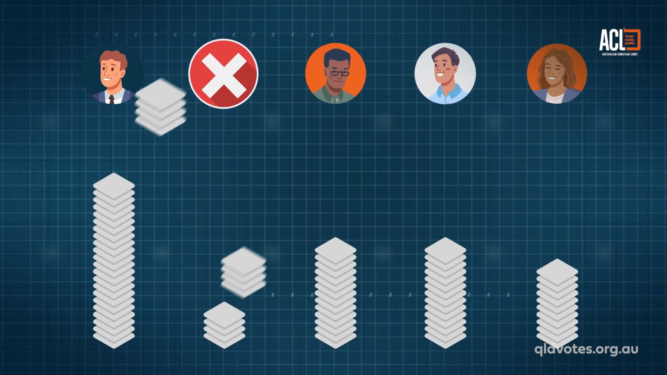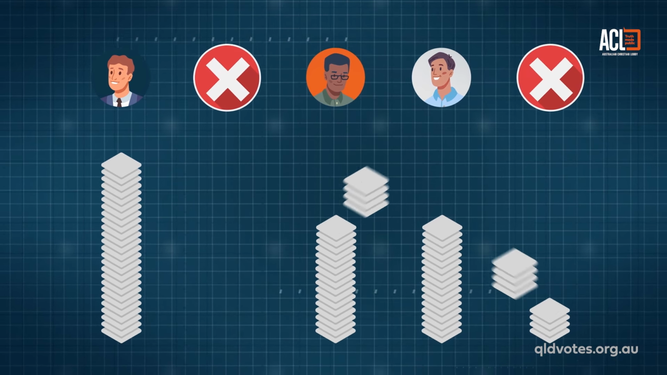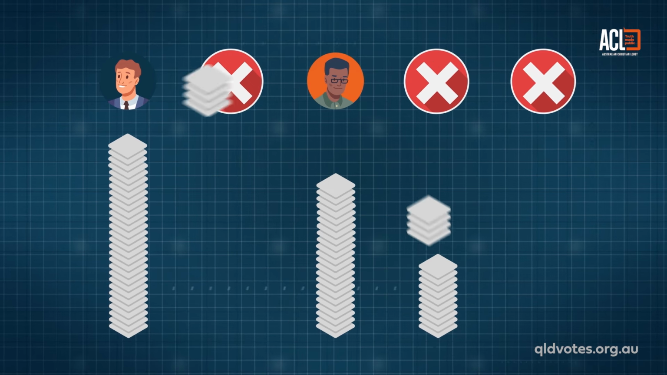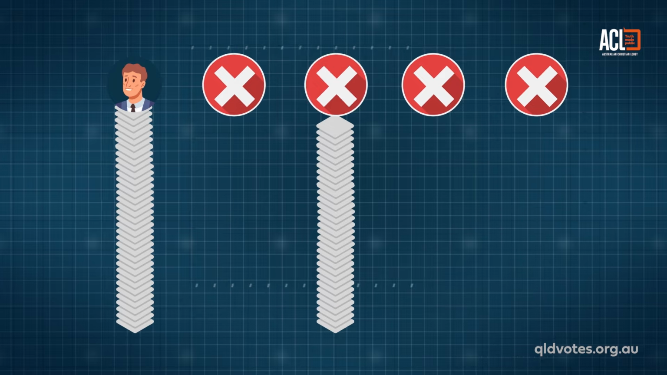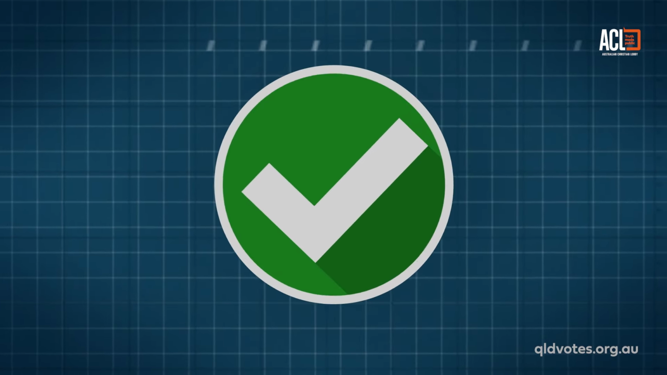count, and their second preferences are allocated to the remaining candidates. Now the next person with the lowest number of votes is eliminated and their preferences are then distributed. This process of elimination continues until just 2 candidates remain and 1 has the majority of votes. Once the result is clear, the Commission declares the successful candidate.